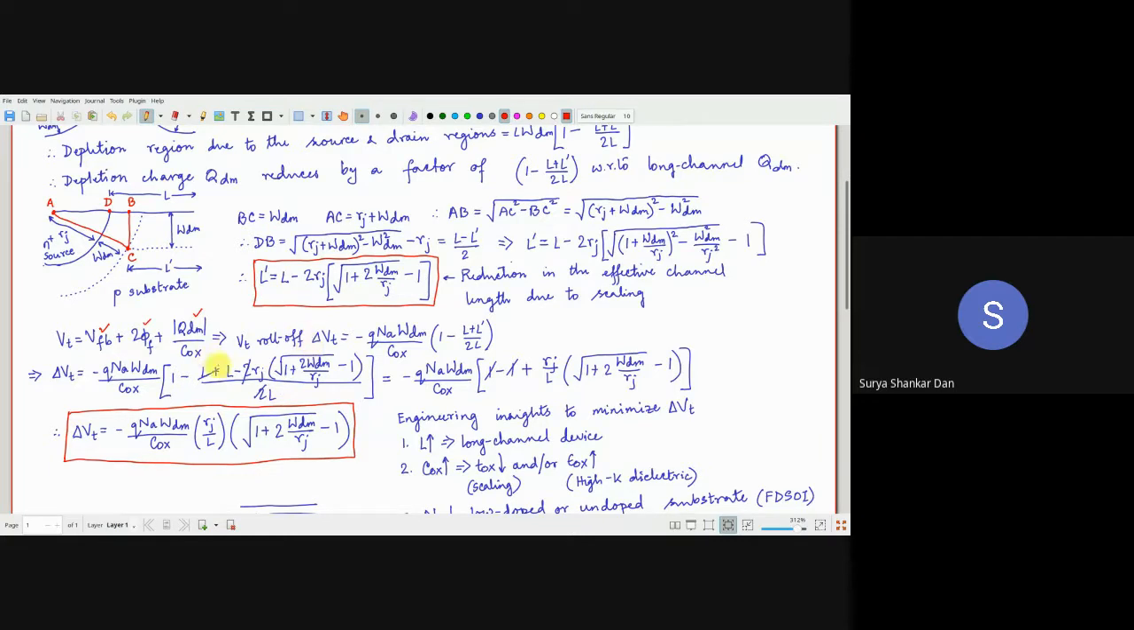Now notice that L by L is again going to be minus 1. So 1 minus 1. And there was a minus here that turns into plus RJ by capital L into this. So that is essentially delta VT. So finally, the delta VT turns out to be minus QNA WDM by COX. This 1 and minus 1 will cancel. You are left with this factor. So what do we understand? That the VT roll off, that means the decrease in threshold voltage because of scaling, is given by this factor.